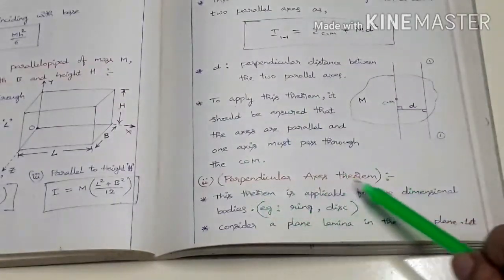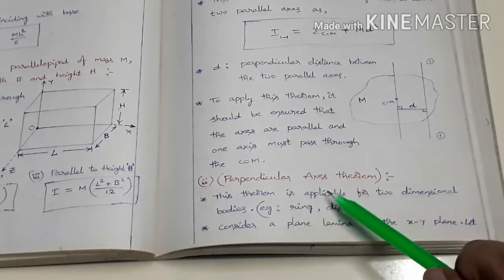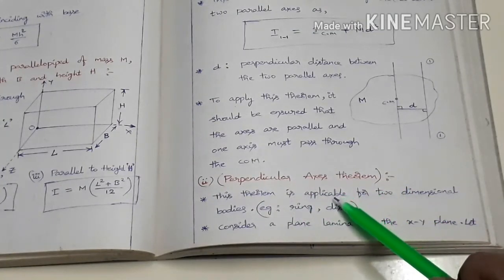So second one is the perpendicular axis theorem. In the name itself it is there, the axes we choose, they are perpendicular to each other.